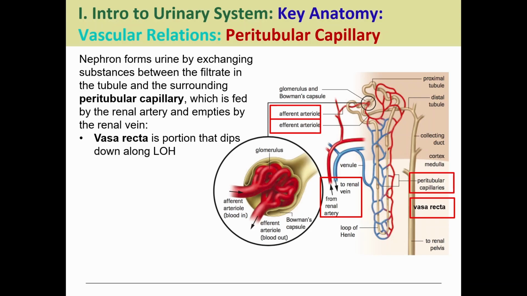Right, and so this is what we can reabsorb into, this peritubular capillary. This is going to be fed by the renal artery and is going to empty into the renal vein. And then the vasa recta is just the section of it that will dip down along the loop of Henle.